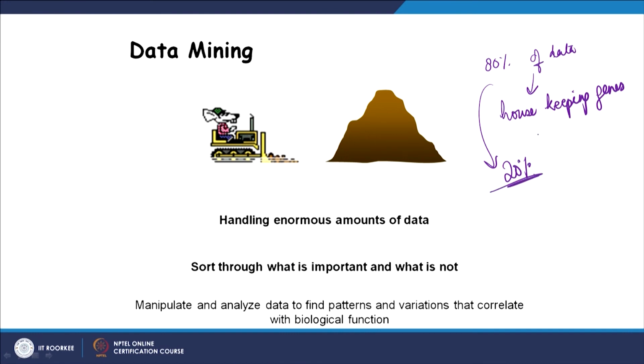So bioinformatics will help you find out what your 20% is, where it is, and then you can use all kinds of statistical tools and do all kinds of analyses to answer your questions and test your hypotheses. It also allows us to manipulate and analyze data to find patterns and variations that correlate with biological function. There's another added part of bioinformatics that I would like to mention briefly here, which is data visualization.